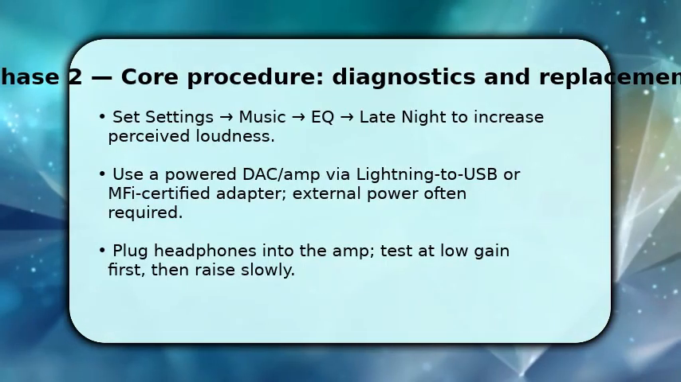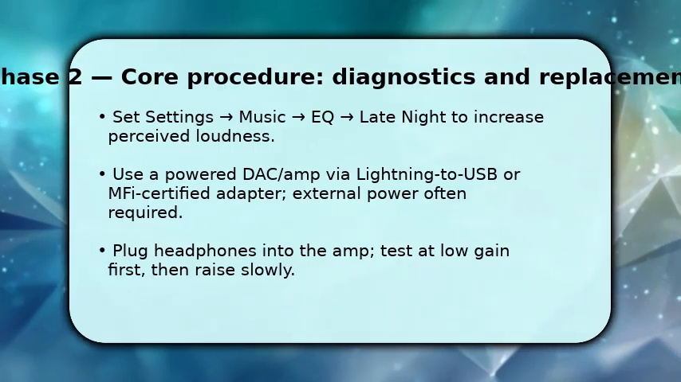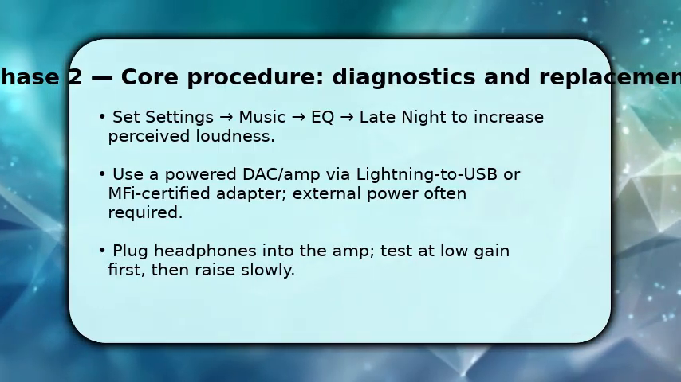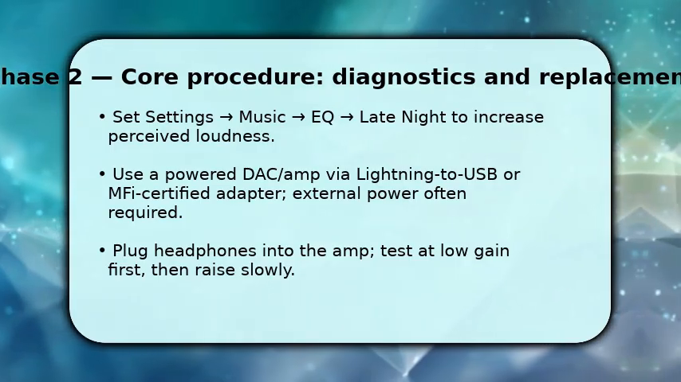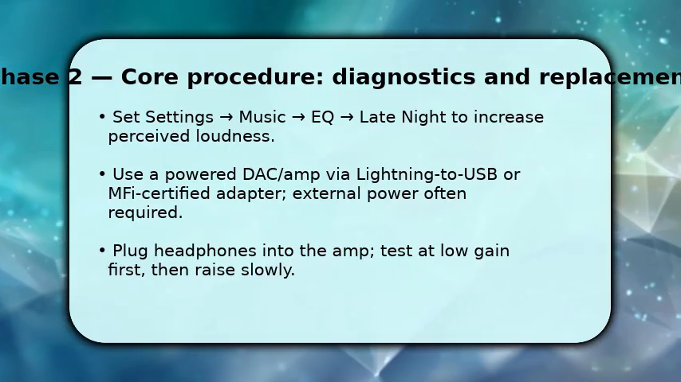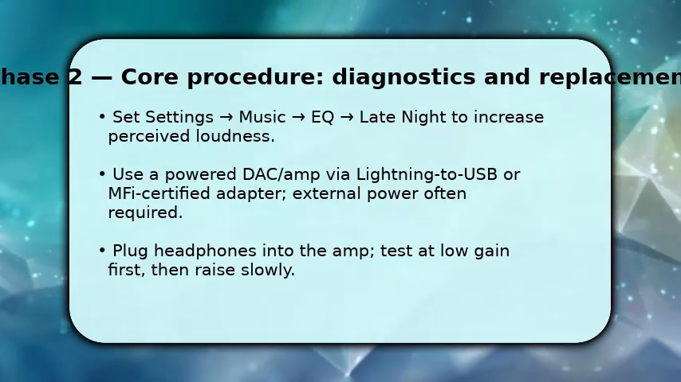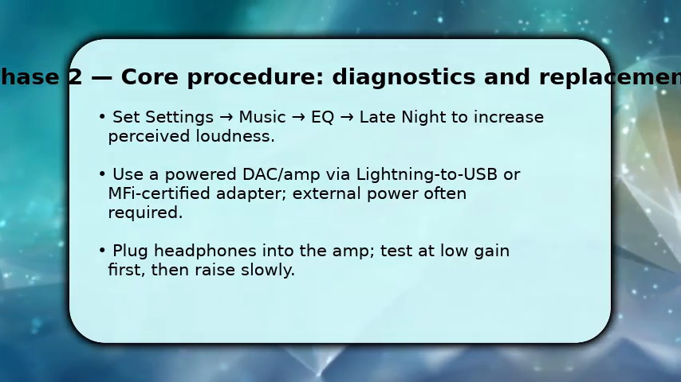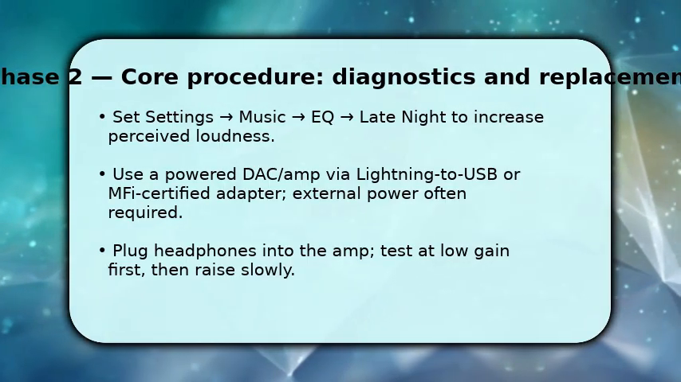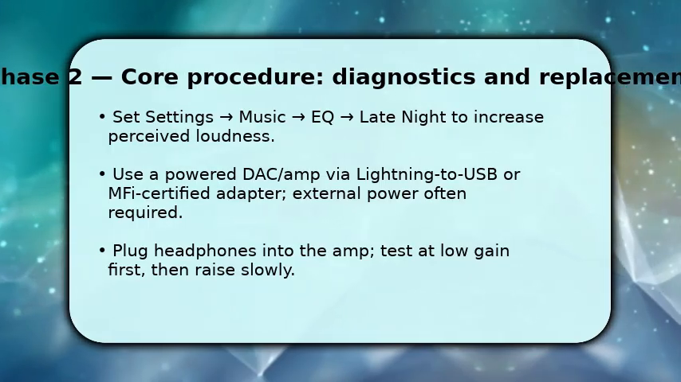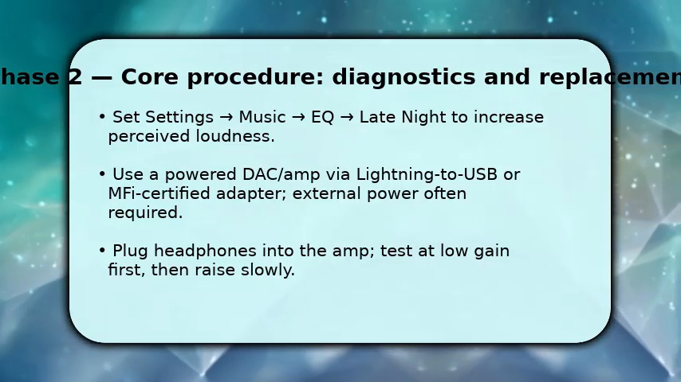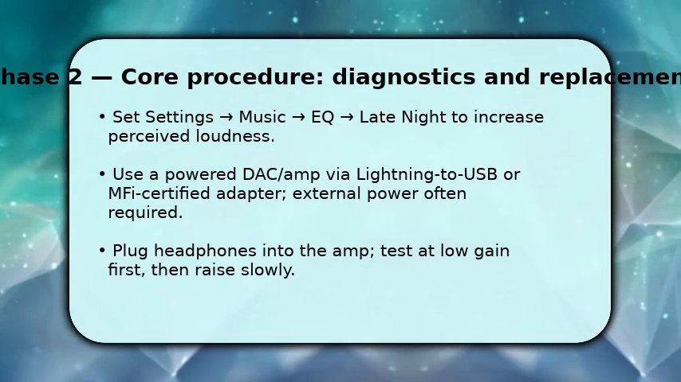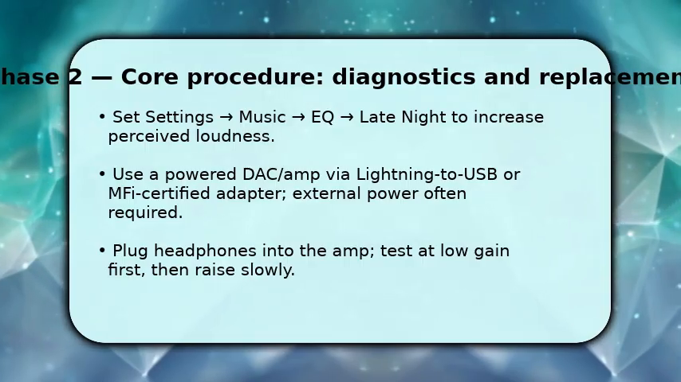Now make the sound louder in two ways: software and hardware. For software, open Settings, then Music, then EQ, and choose Late Night to compress dynamics and boost perceived loudness. More important, connect a powered digital-to-analog converter and headphone amplifier via a Lightning to USB adapter or certified connector. External power is often required to drive higher output. Plug your headphones into that amp, start with low gain, then raise gradually.